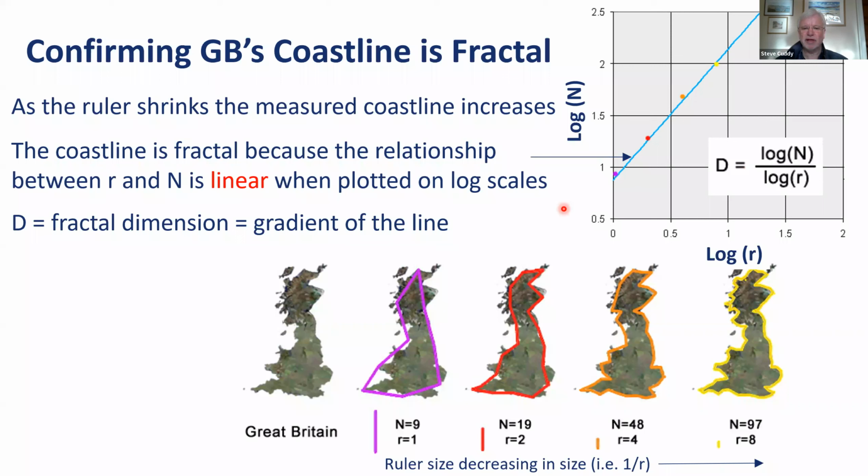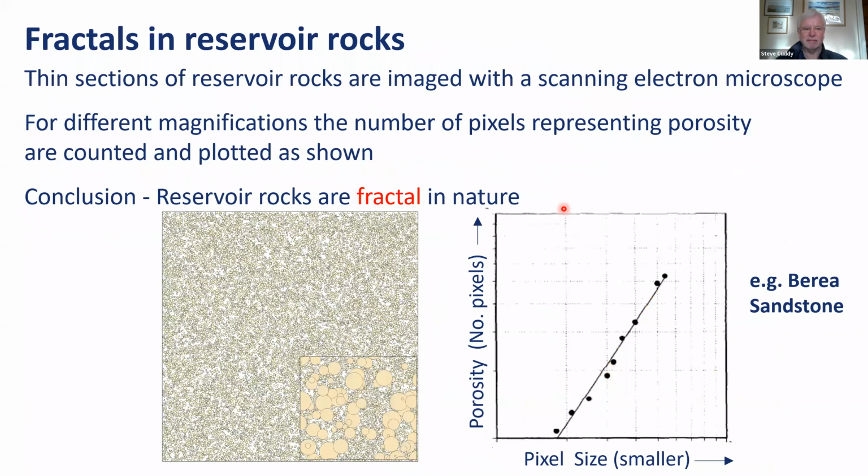So that is how you can prove something is fractal, is by just plotting on a log scale. So where does this come into reservoir modeling? Well, we need to know the porosity of the rock. Now, the porosity can be derived by one simple technique with a scanning electron microscope. We take a slice of the rock, we color the rock with some kind of dye, and then we just get the computer to count the number of, say, blue spots which relate to the porosity compared to the overall rock shape.